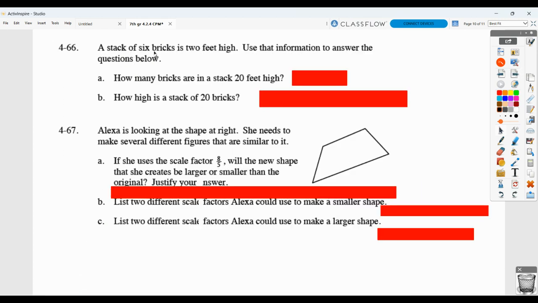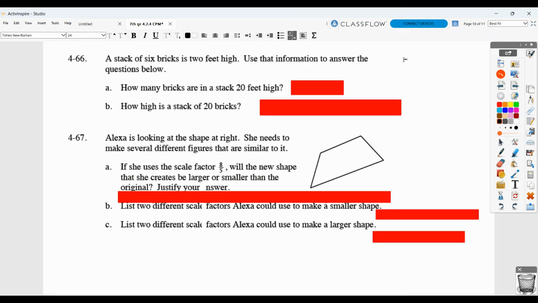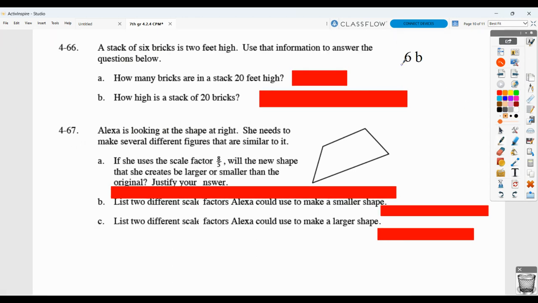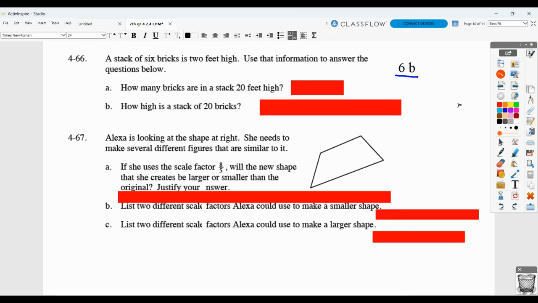Here, if a stack of 6 bricks is 2 feet high, how many bricks are in a stack 20 feet high? So again, I should see your work somehow. So maybe you're going to say 6 bricks over 2 feet equals an unknown number of bricks over 20 feet.